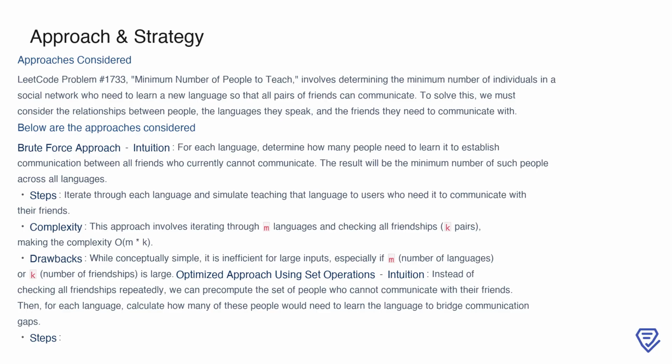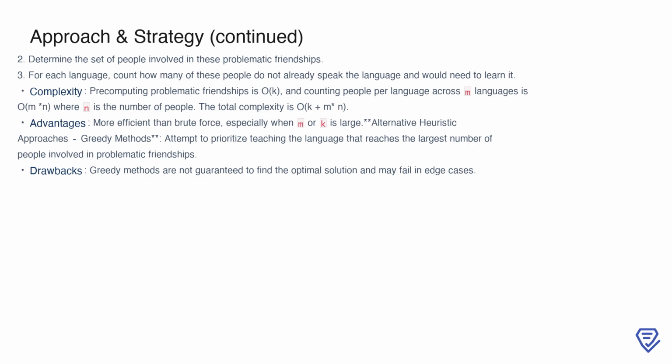By narrowing the scope to only problematic friendships, this approach avoids redundant checks and improves efficiency. To implement this optimized approach, we start by identifying problematic friendships, which are those where the two friends involved do not share a common language.